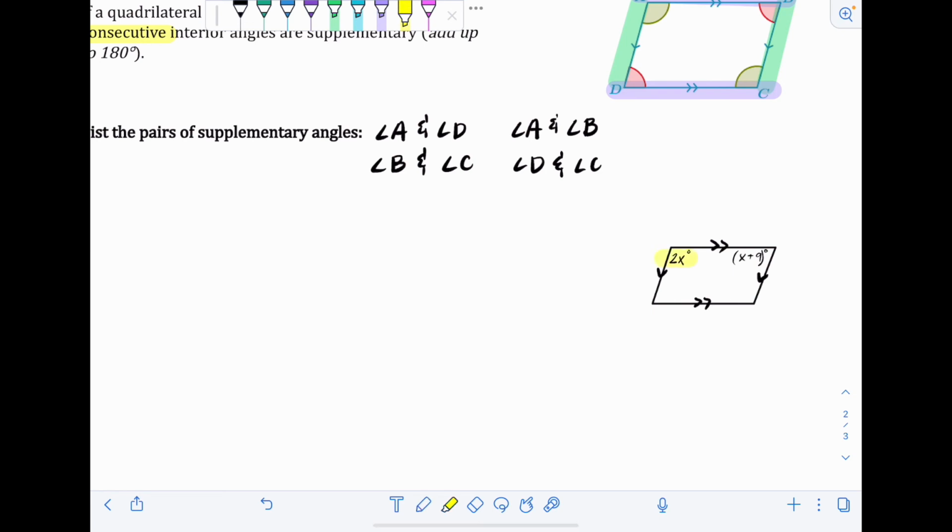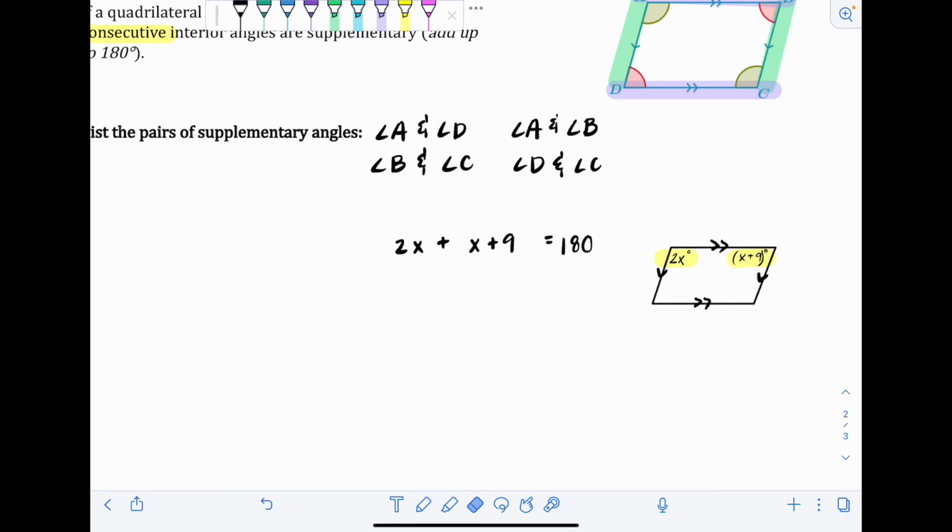So we would do 2x plus x plus 9 equals 180 degrees. If you want, you could put the degrees around the 2x, and put parentheses around the x plus 9 and say equal to 180 degrees. If you prefer to just leave it off and add it to the end, that's also totally okay. You'll probably see me doing that more times than writing the full thing out. The important thing is just that you remember to put the degrees back at the end.